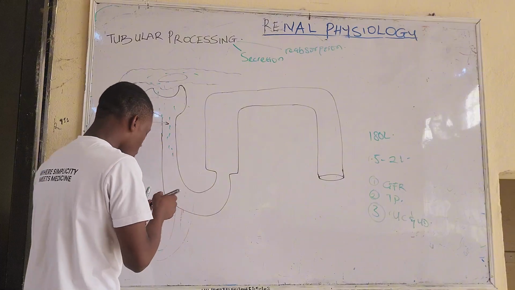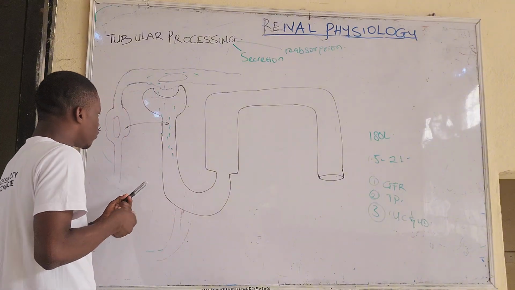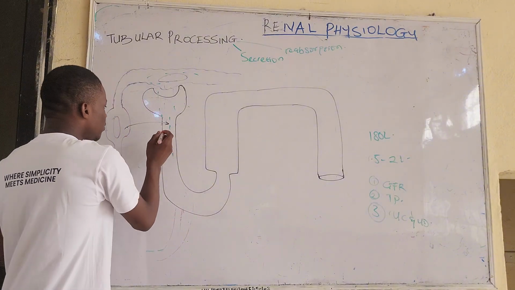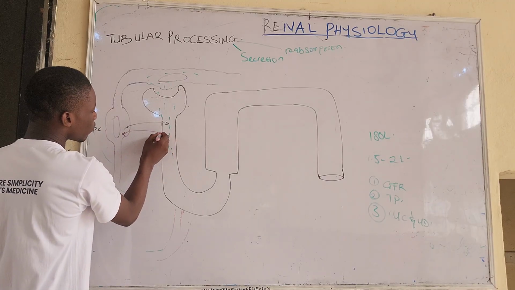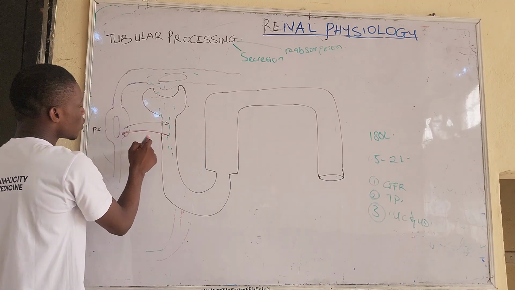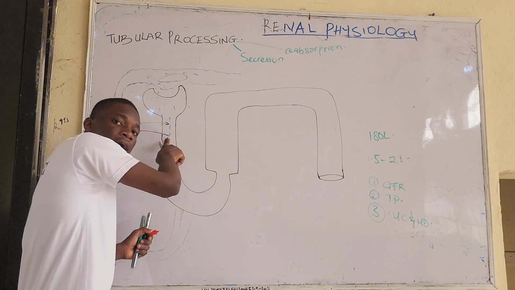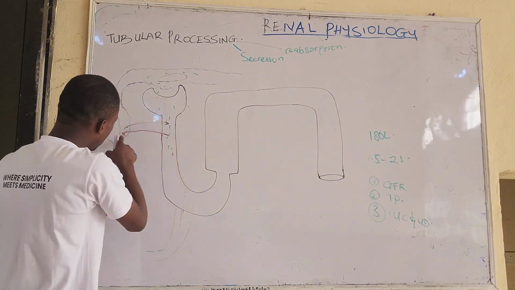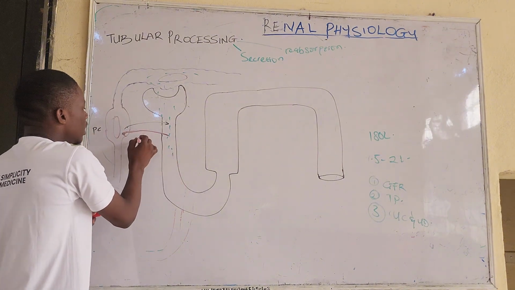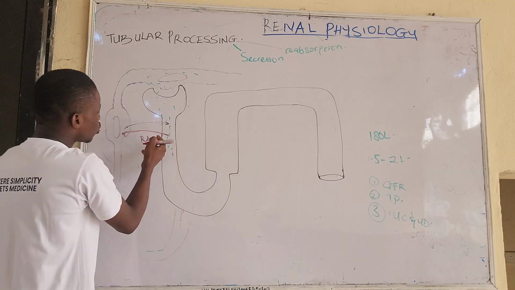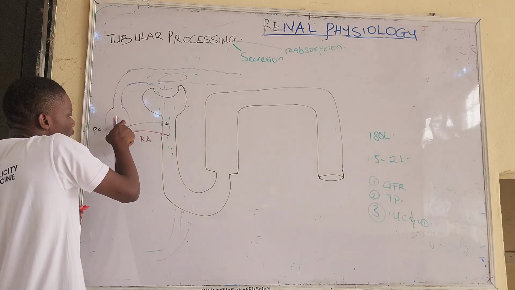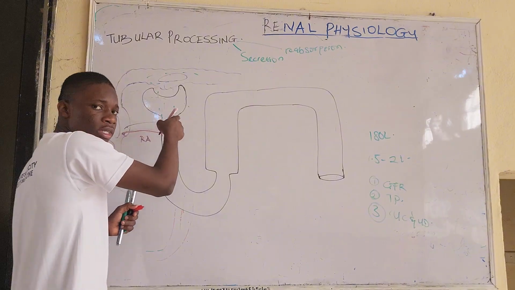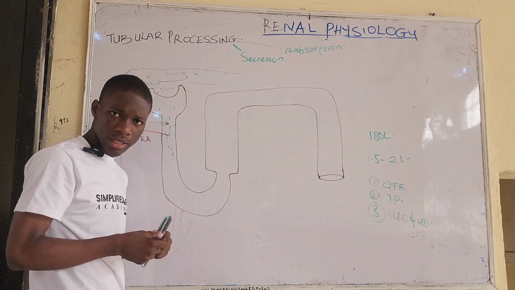When substances move from this place to this place, that is secretion. When substances move from the tubule of the nephron to the peritubular capillary, that is reabsorption. Reabsorption is when you are moving from here to here. Secretion is when you are moving from the peritubular capillaries to the lumen of the nephron. Is that clear?